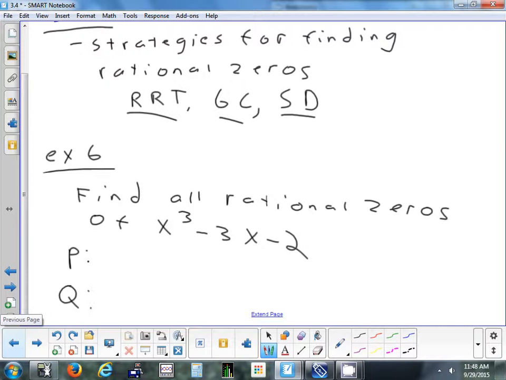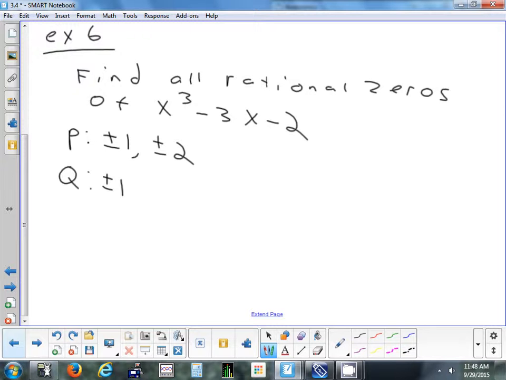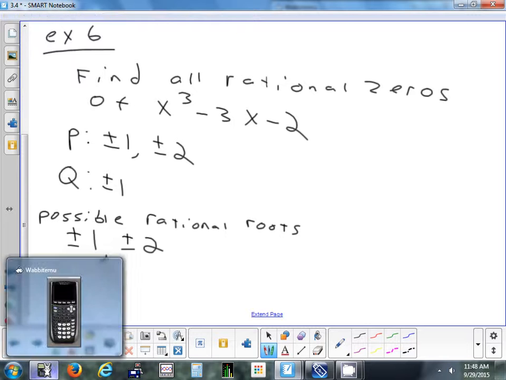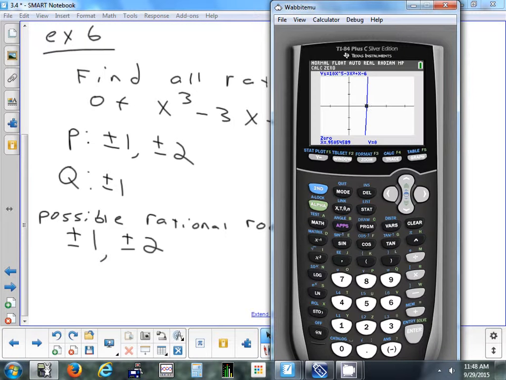Okay, what are my options for P in this case? 1 and 2, plus or minus. And for Q? Just positive or negative 1. So there's not going to be very many possibilities here. It's going to be 4. You can have positive or negative 1. And what else? Positive or negative 2. So these are my possible rational roots or zeros. Okay, let's graph it and see if we can get an idea of which ones actually work.